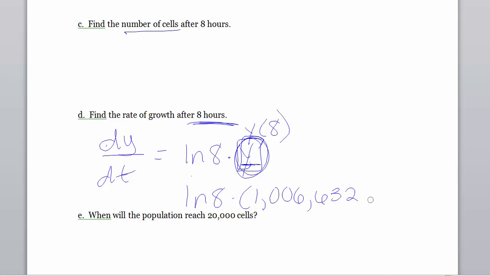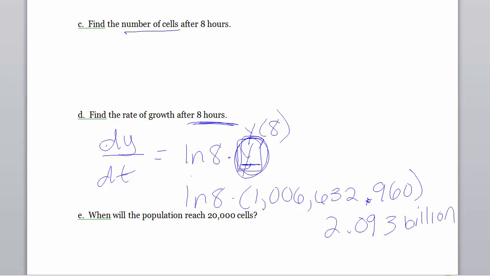1,006,632,960. And if I multiply that, I think you get like 2.093 billion for this answer. This is 0.3 billion cells per year.